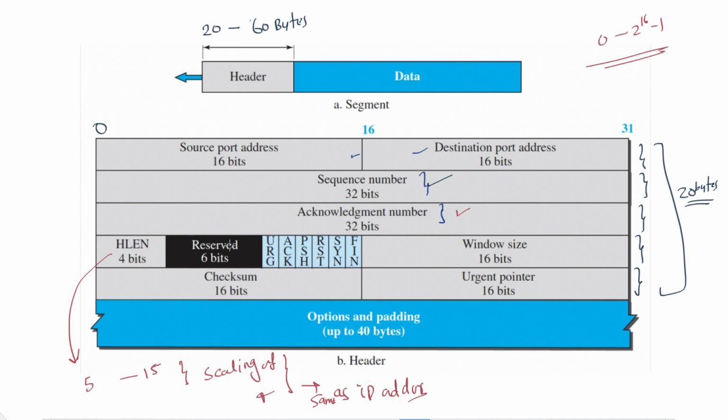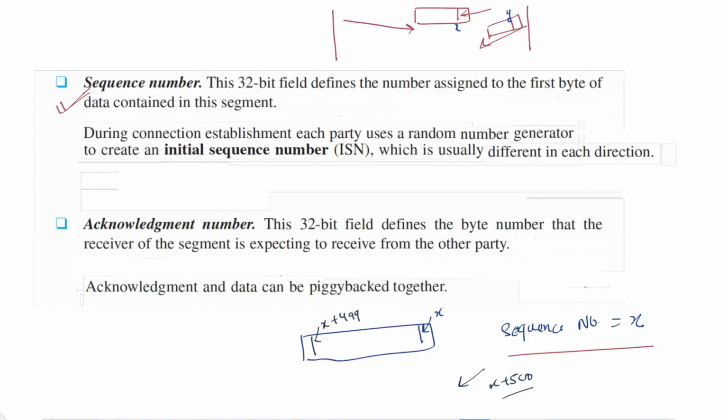Now these 6 bits are reserved, which means they are not being used. And now we have some flags. These are the flag bits: URG, ACK, PSH, RST, SYN, and FIN. So let me talk about these flag bits. Here I have a couple of flags, which are 6-bit flags, and the first flag is the URG flag. Let me skip URG and PSH for now, and I will talk about them in a while. Let me first talk about these 3 flags: ACK, SYN, and FIN.